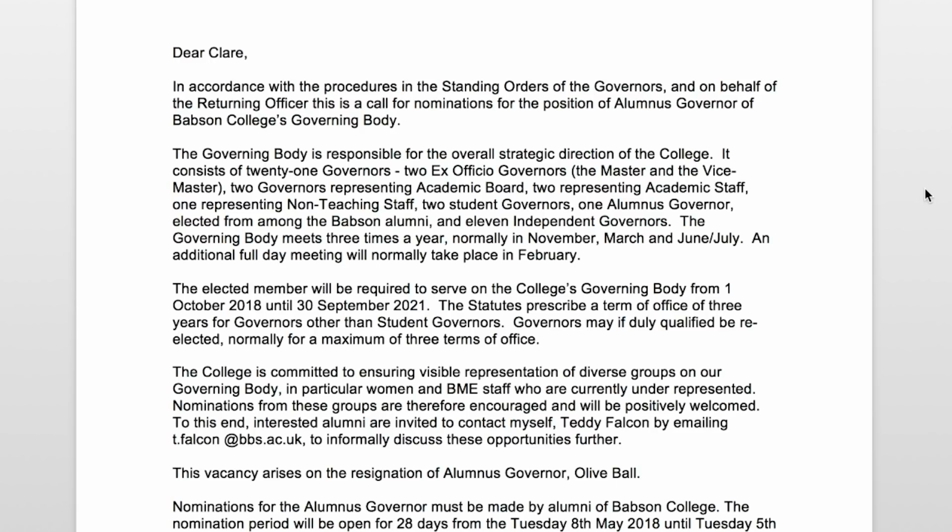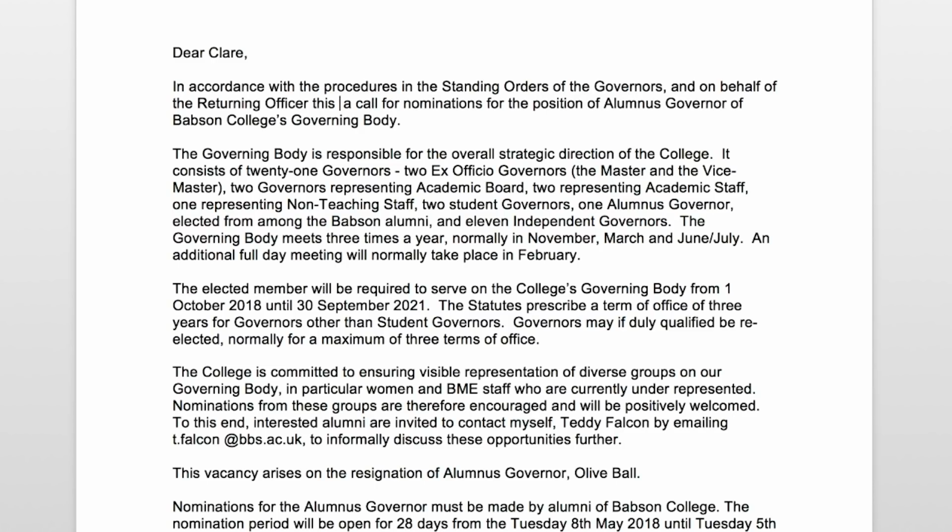In accordance with the procedures in the standing orders of the governors and on behalf of the returning officer, this is a... So that opening line, I read something like that, and it's talking about procedures and standing orders and governors and in accordance with, and I automatically feel like I'm being sued. It sounds incredibly legalistic. It's lost me with that first line. So what I'm going to do is start by deleting that awful first bit of that first sentence.